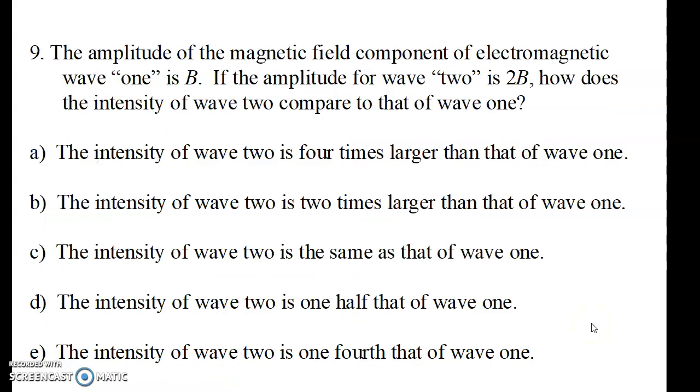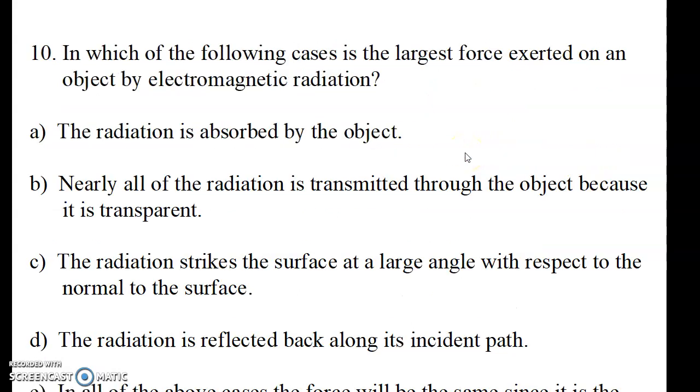Number 9. The amplitude of the magnetic field component of an electromagnetic wave 1 is B. If the amplitude for wave 2 is 2B, how does the intensity compare? Okay, the intensity of wave 2 is 4 times larger than wave 1, because that is squared, right? Number 10. In which of the following cases is the largest force exerted on an object by electromagnetic radiation? And when the radiation is reflected back along its incidence path, the answer is D.